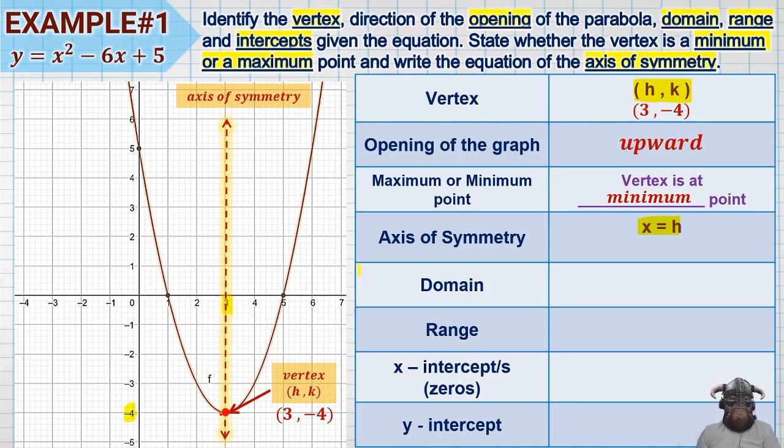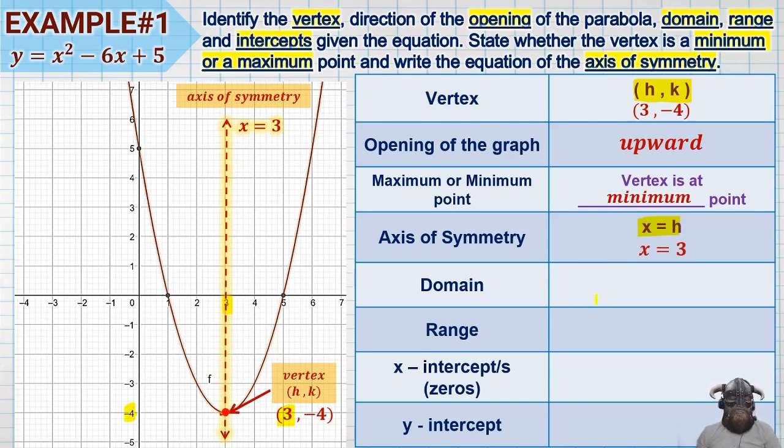That is the axis of symmetry. Now, since our h value is positive 3, therefore, our axis of symmetry is just x is equal to positive 3. Ganun lang. So, lagay natin siya dito sa ating table.